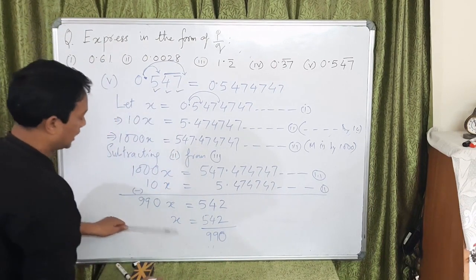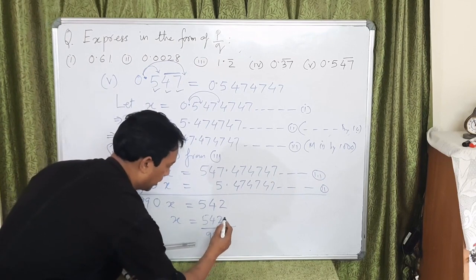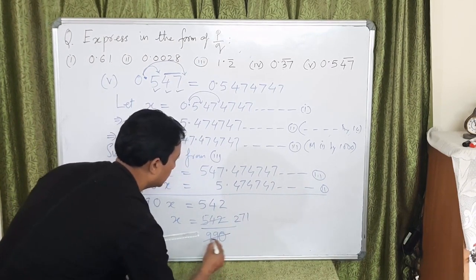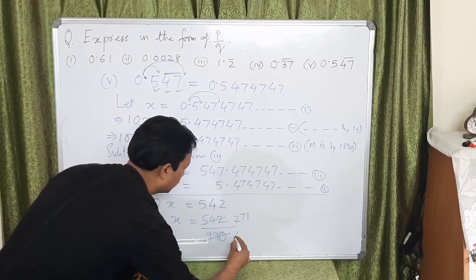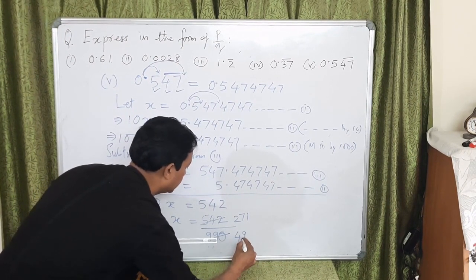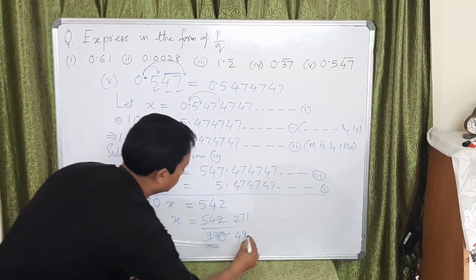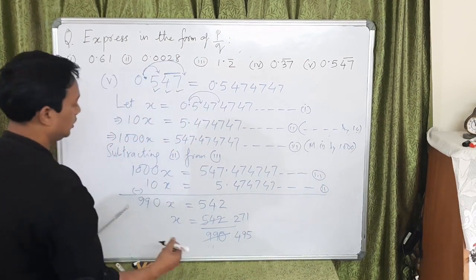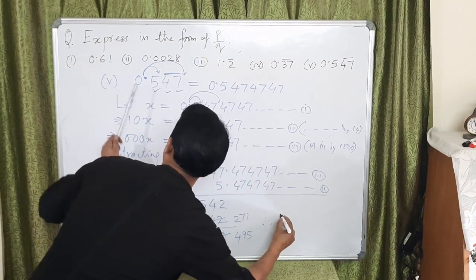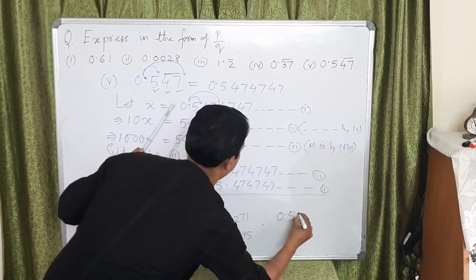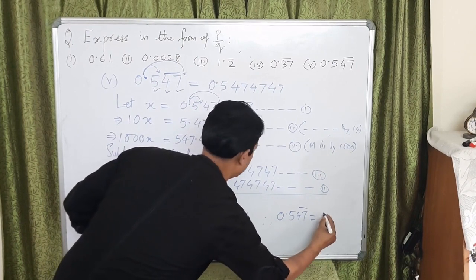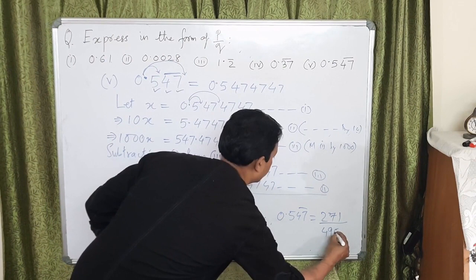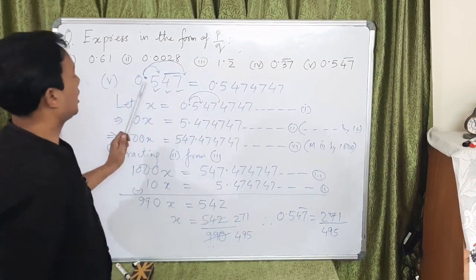After that, we just have to cancel. You can cancel by 2: 2 2s are 4, 2 7s are 14, 2 1s are 2, then 2 4s are 8, 2 9s are 18, 2 5s are 10. So you cannot cancel anymore, leave it like this. Therefore, you can write 0.547 bar is 271 by 495. Let's take one more of this type.